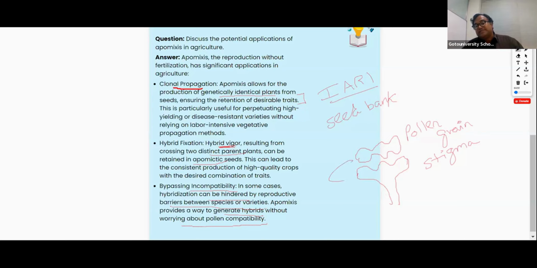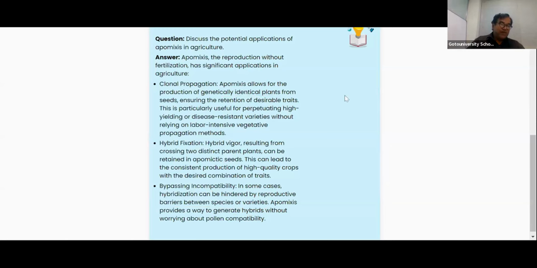The pollen grain attachment to the stigma is possible if it has structural compatibility, then it can fit appropriately, or else it won't fit. Then there is no chance for pollination success. Pollination success is mandatory for fertilization. If the fertilization is good, then only zygote formation happens. This type of issue is not there if we go for the apomictic type of agriculture.